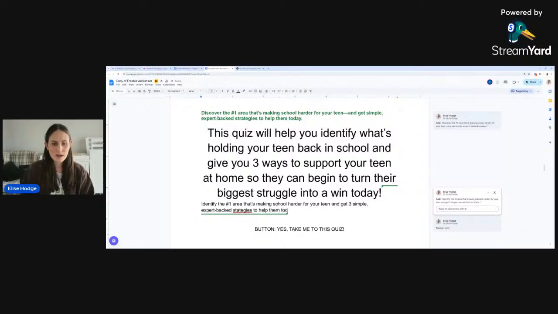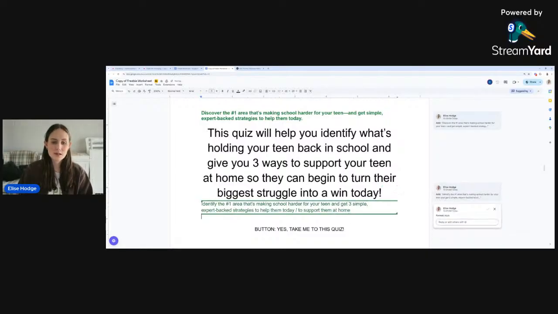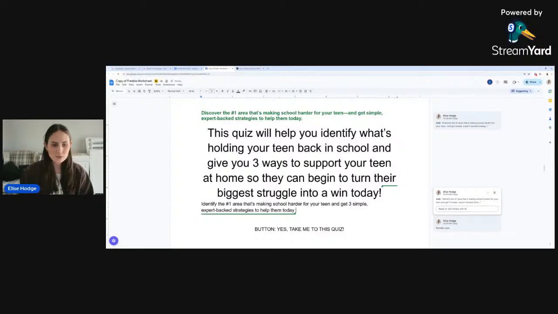To help them today, or to support them at home. And this is me being so particular, my concern with saying support them at home is that parents for some reason won't really make the link between school and home and think, well, I need to help them at school, and not realize that helping them at home is helping them at school. So that's why I would more lean toward language of to help them today.